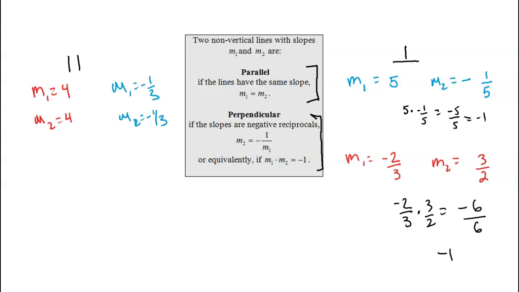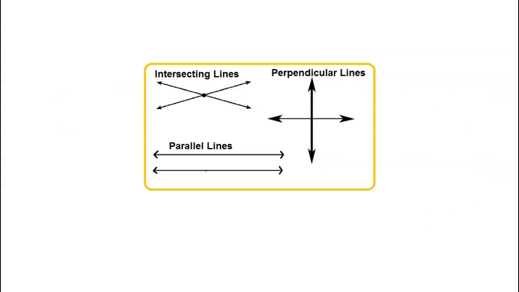So to recap, parallel lines are never going to meet, right? Same slope. Perpendicular lines cross at a 90-degree angle. So your x-axis and your y-axis are examples of perpendicular lines. Now, any line that is not perpendicular, but they intersect, we just call intersecting lines. These are clearly not meeting up at a 90-degree angle.